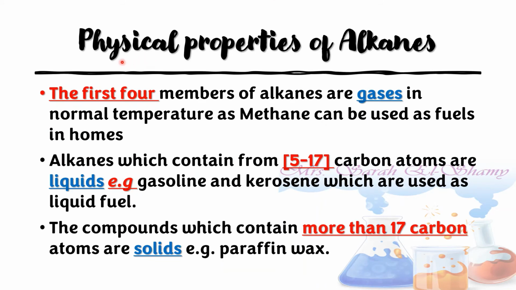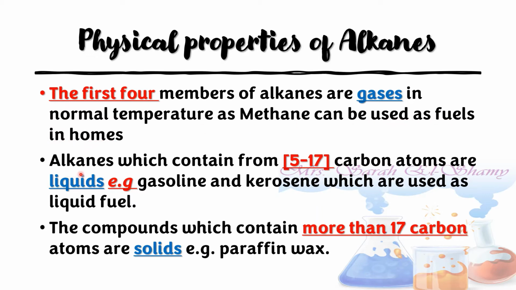Now it's time to talk about the physical properties of alkanes. About the physical state of the alkanes, the first 4 members of alkanes are found in the gaseous state, so they are found as gases at normal temperature, like what? Like methane gas, which can be used as fuel in our homes.